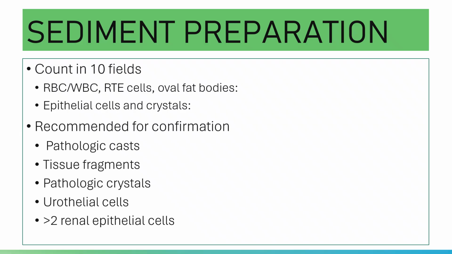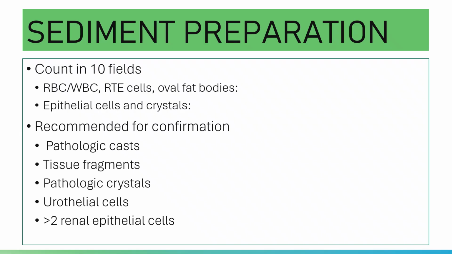Your red cells, your WBCs, as well as your renal tubular epithelial cells and oval fat bodies (OFB) are reported in numerical range per 10 high power fields.